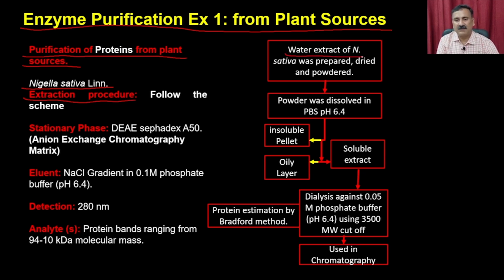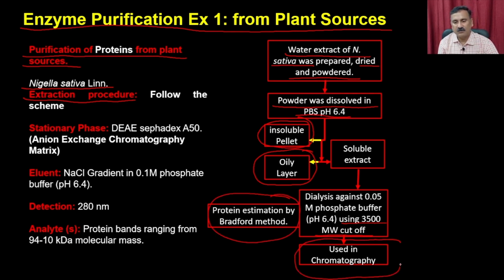You can prepare the water extract of N. sativa, dry it and make a powder. The powder is dissolved in PBS pH 6.4. That gives you two fractions: the insoluble pellet and the soluble extract. Within the soluble extract, you have the oily layer. This soluble extract is what you use, and you dialyze it against 0.05 molar phosphate buffer using a 3500 molecular weight cutoff, which removes the contaminating substances. You can then estimate the protein concentration with the Bradford assay, and this is what you use in the chromatography.